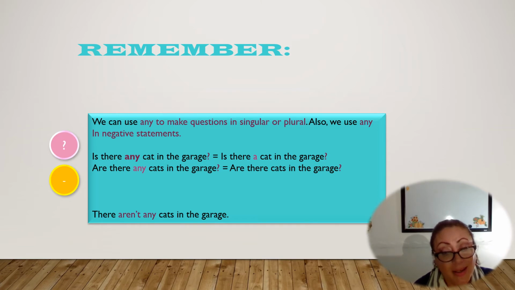There aren't any cats in the garage. And I can say there isn't a cat in the garage.